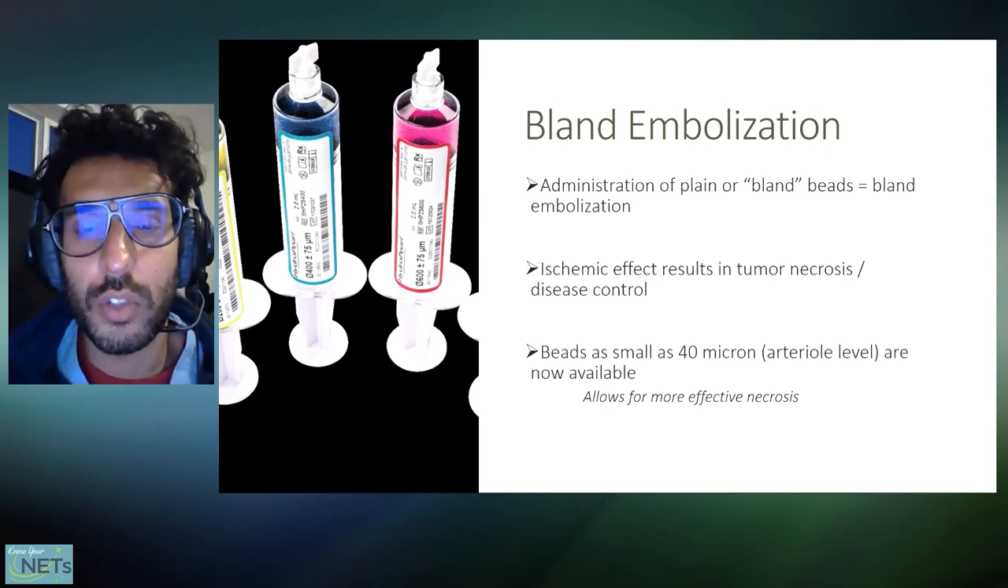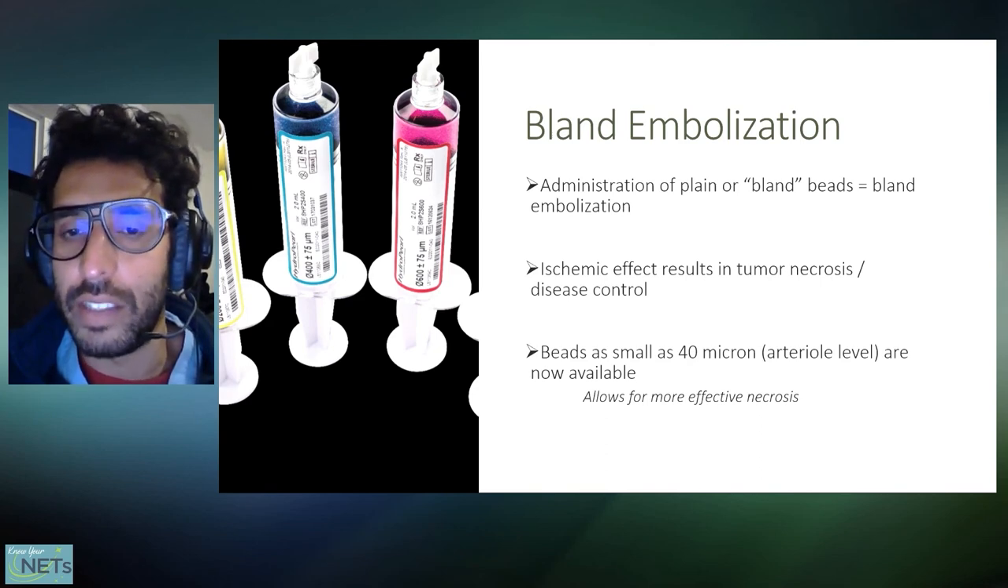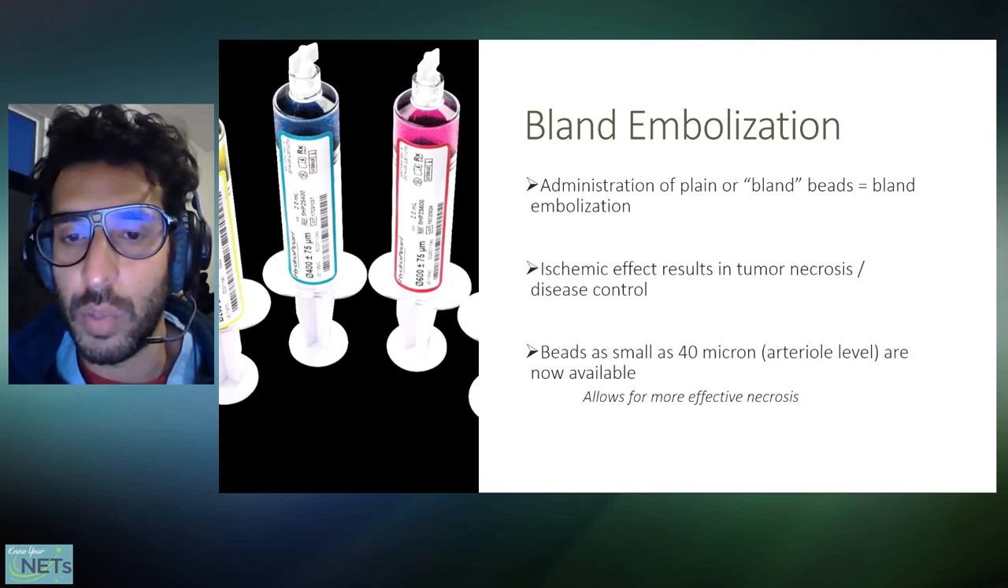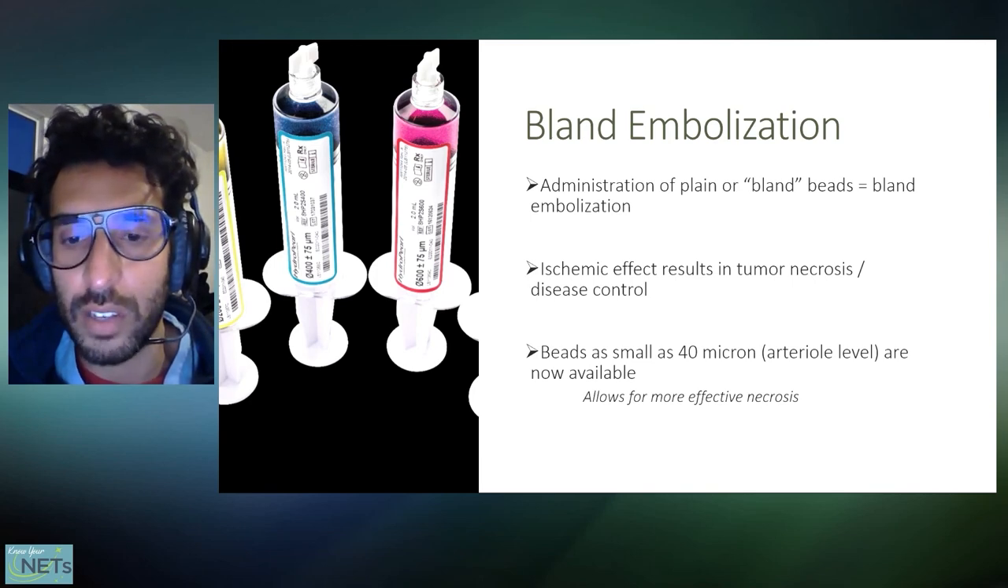So the other treatment that we very commonly do, especially for neuroendocrine patients, is something called bland embolization. And with bland embolization, we're administering plain or bland beads. And that's why it's called bland embolization as opposed to radioembolization. What this does is actually just plug up the arteries and starve the tumor of its blood supply and cause tumor necrosis. And this is really effective, and we really like this for neuroendocrine cancer because it works very well because the tumors are very hypervascular, as we talked about.